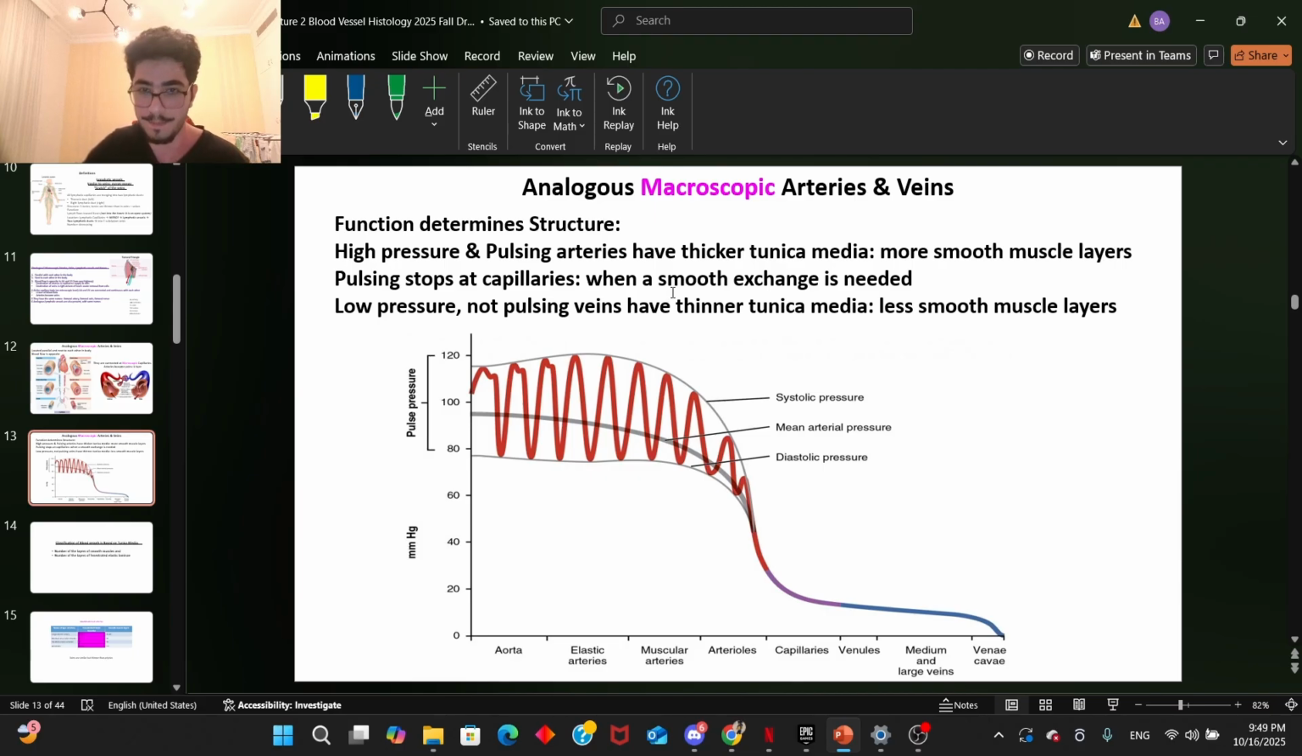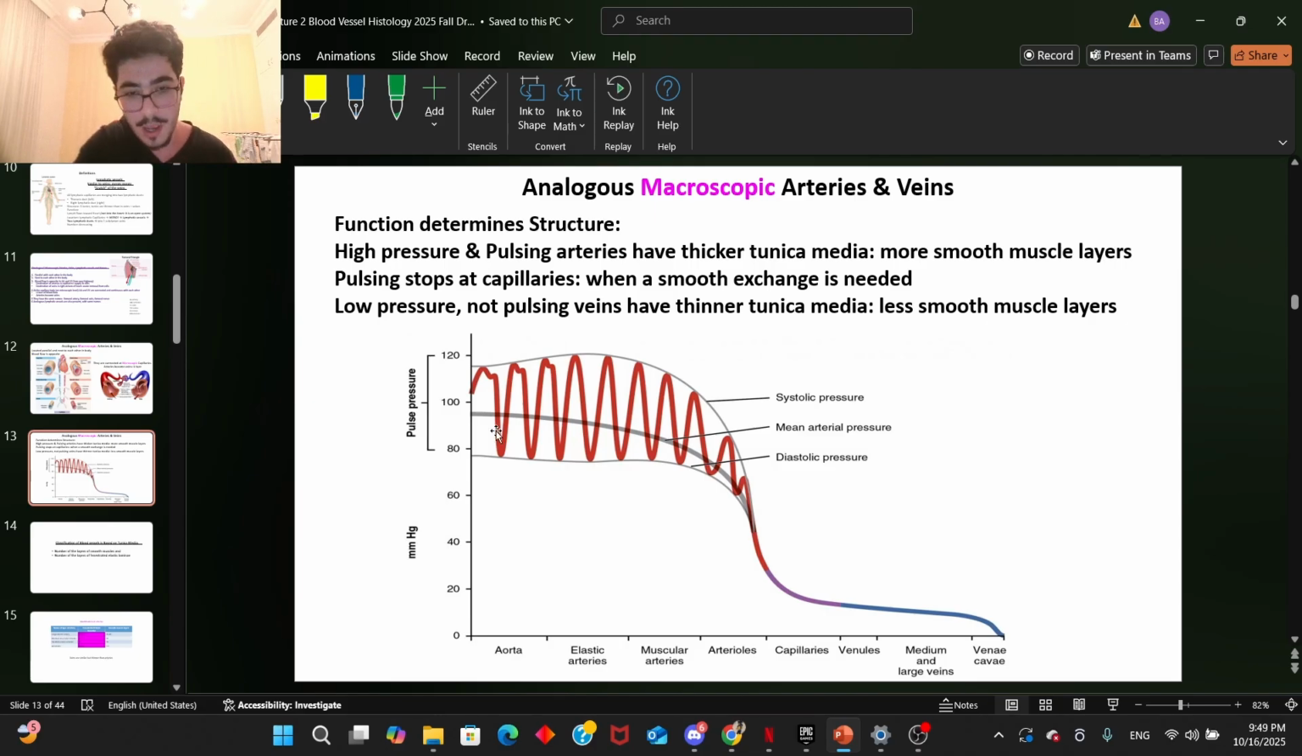If that weren't happening, like if the blood was moving too fast in the capillaries, firstly the capillaries would probably burst, and secondly, not only would they burst, but the gas exchange wouldn't be efficient, right? There won't be efficient gas exchange and nutrient exchange.